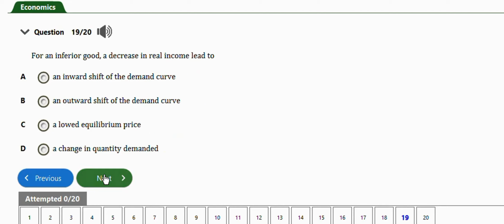Next question is this one. The last one, it says for an inferior good, a decrease in real income leads to an inward shift of the demand curve, an outward shift of the demand curve, a lower equilibrium price, a change in quantity demanded. The right answer is option A, an inward shift of the demand curve. So guys, this is basically the category of problems involving theory of demand. Look at the subtopic determinants of demand for your JAMB economics practice. We have about 17 to 20 questions for this subtopic.